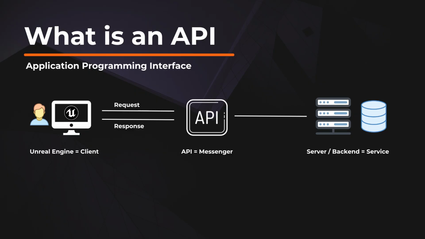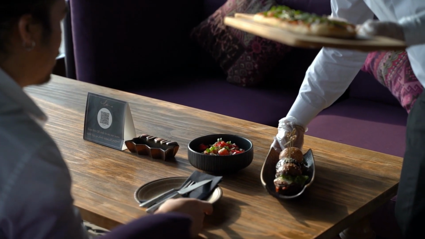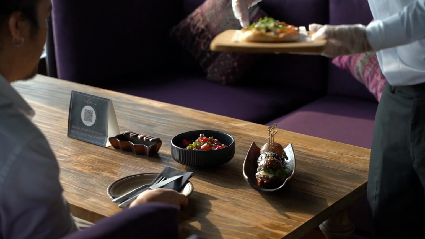When Unreal Engine sends a request, the server is going to process it. Then the server is going to send a response back. All of that happens through the APIs. Let's explain the idea of an API using a real-life example.